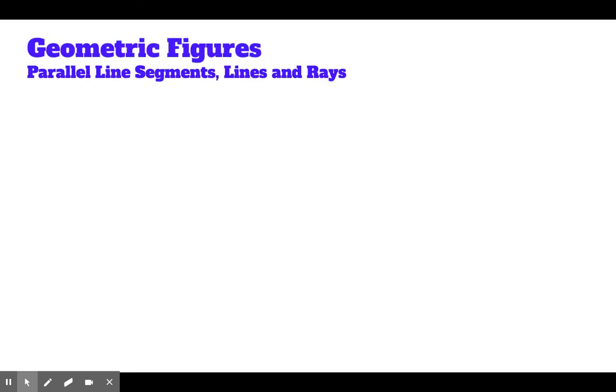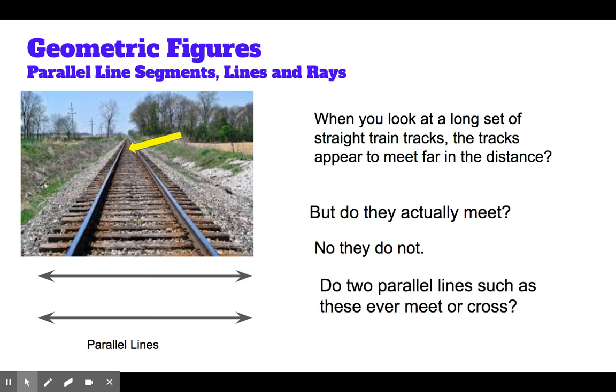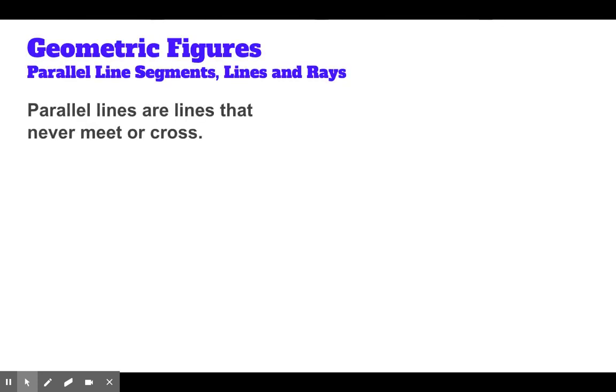But wait, there's more. Let's talk about parallel line segments, lines, and rays. Here we go. Here, my friends, we have a set of parallel lines. When you look at a long set of train tracks, the tracks appear to meet far in the distance, and you can see that yellow arrow there. Way far away, it looks like they meet. But do the train tracks actually meet or intersect? No, they don't. Now, my question: do parallel lines such as these ever cross or meet? Well, again, the answer is no, they do not. So parallel lines are lines that never meet or cross.